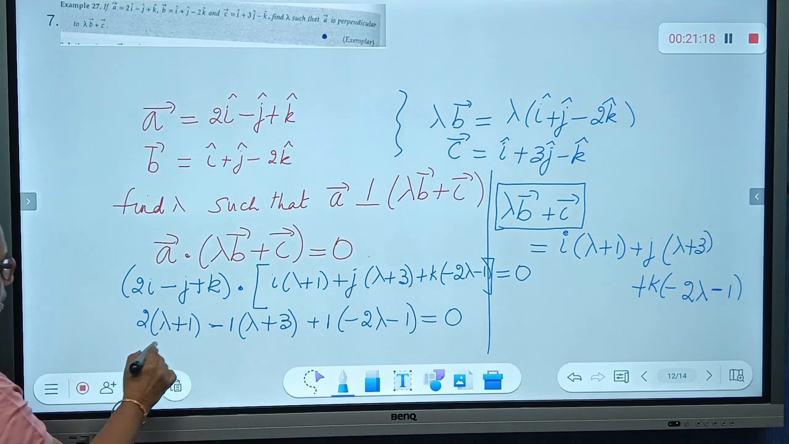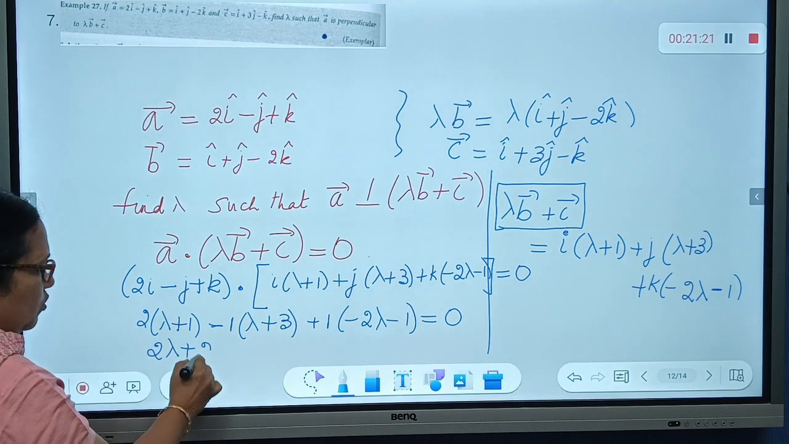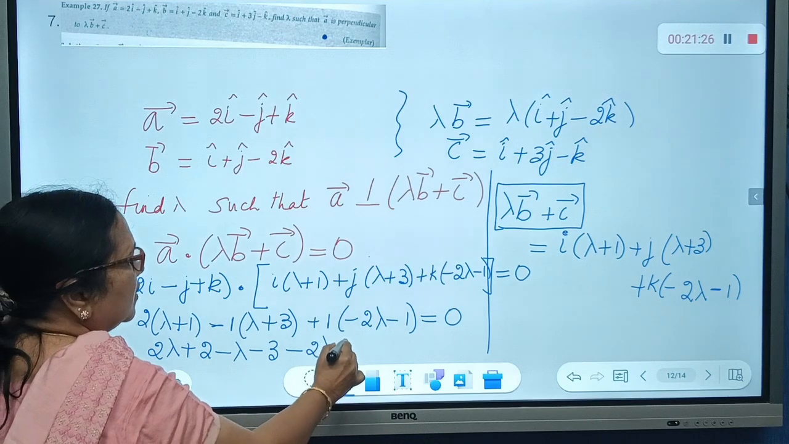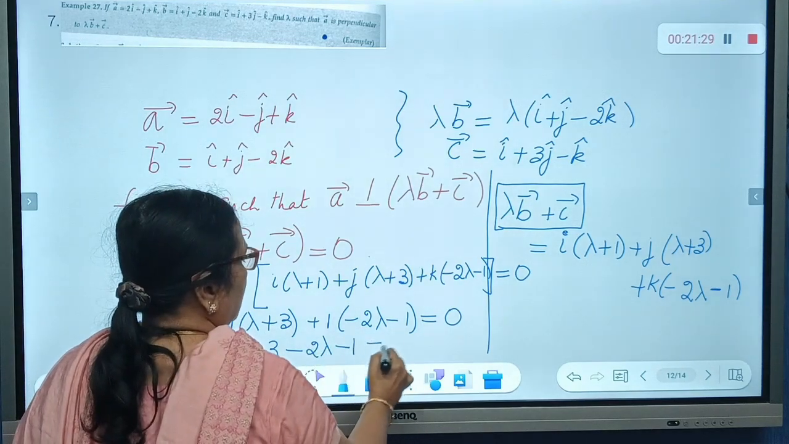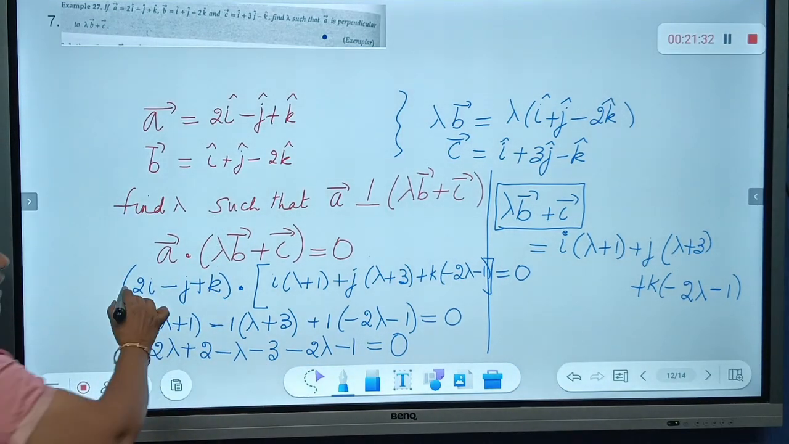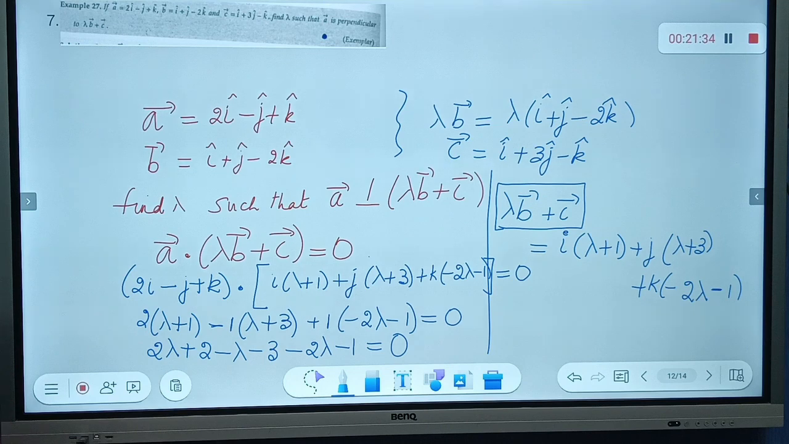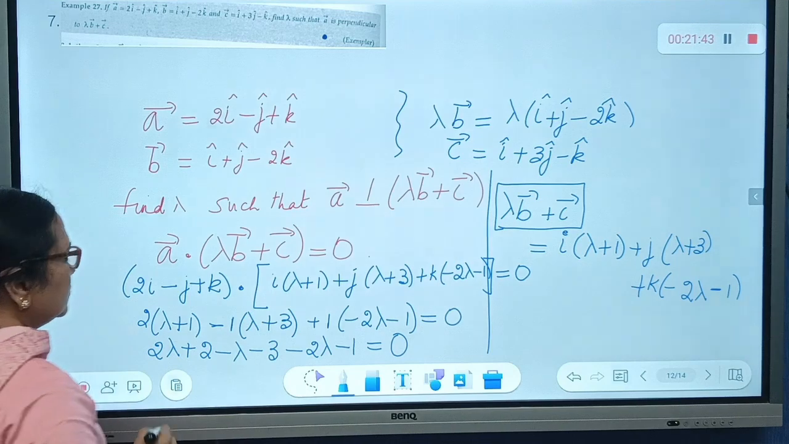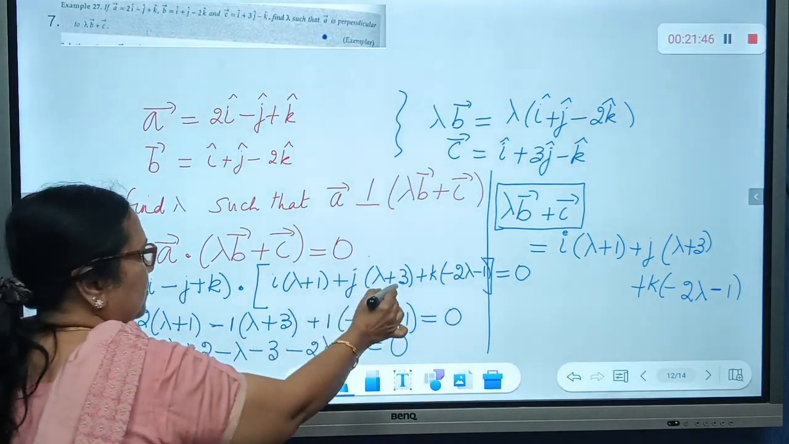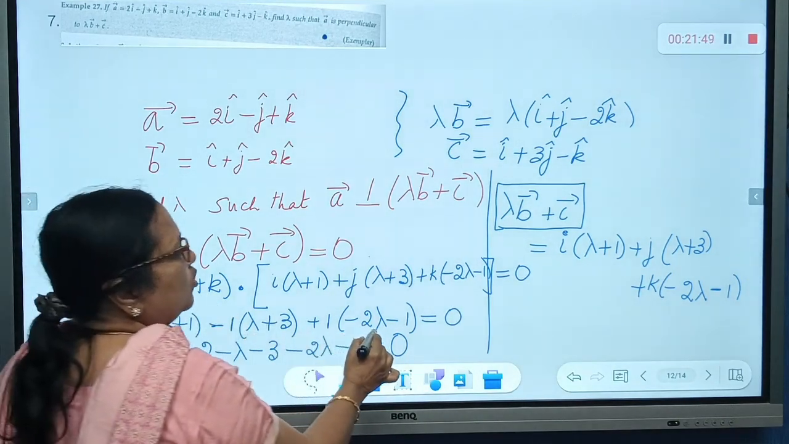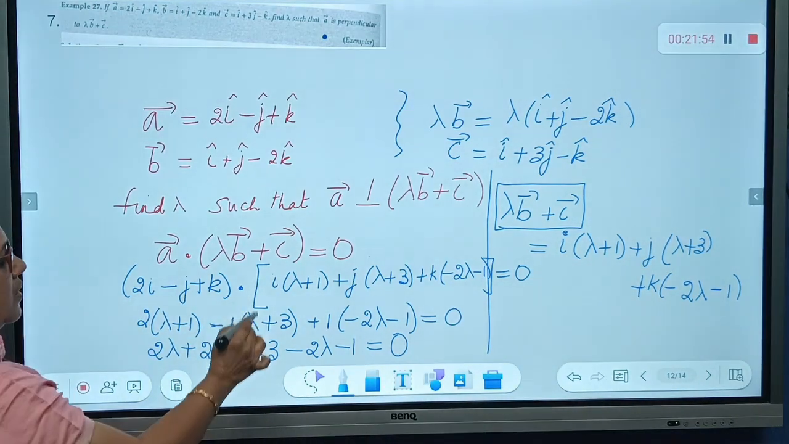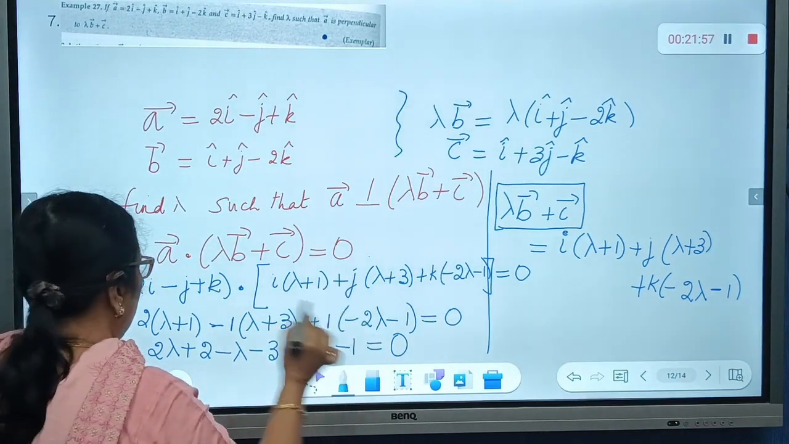So, simplifying this, 2 lambda plus 2 minus lambda minus 3 minus 2 lambda minus 1 equal to 0. So, I am finding the dot product of a vector with lambda b plus c. The dot product is nothing but term by term, component by component multiplication. So, 2 times lambda plus 1 minus 1 into lambda plus 3 plus 1 into minus 2 lambda minus 1 equal to 0. So, this is 2 lambda plus 2 minus lambda minus 3 minus 2 lambda minus 1 equal to 0.